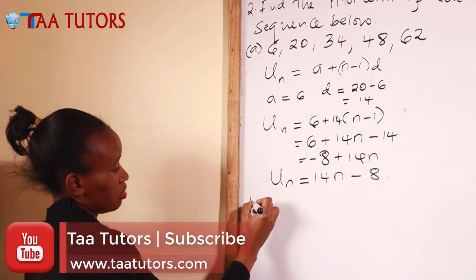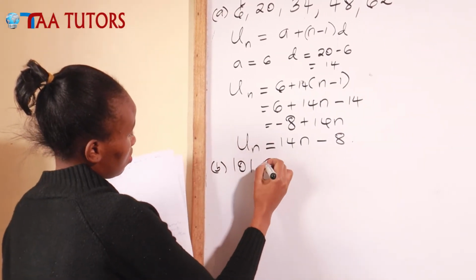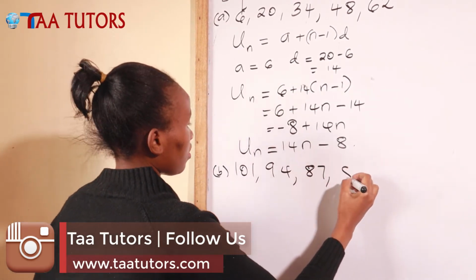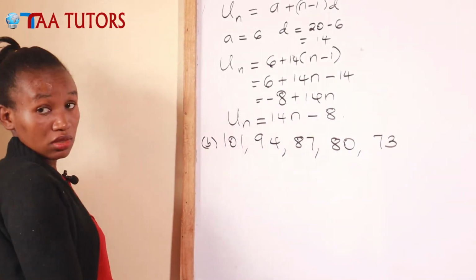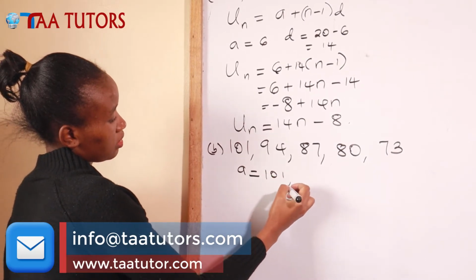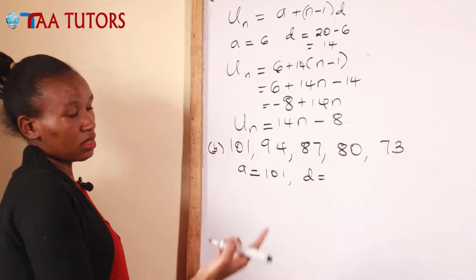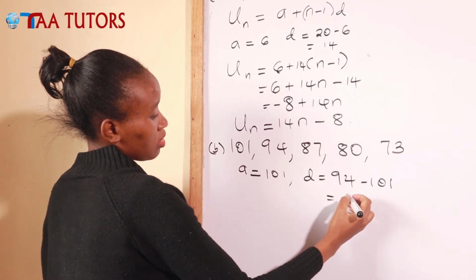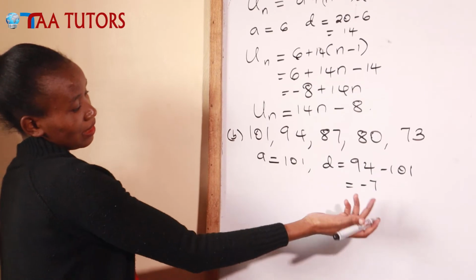Let us look at part B of the question. So we have the sequence 101, 94, 87, 80, and then 73. So the same is applicable. First of all, we find a. The first term is 101, and then our common difference is the difference between the second term and the first term. So it's going to be 94 minus 101, so the answer is negative 7. So our common difference is a negative number, so don't ignore the negative.